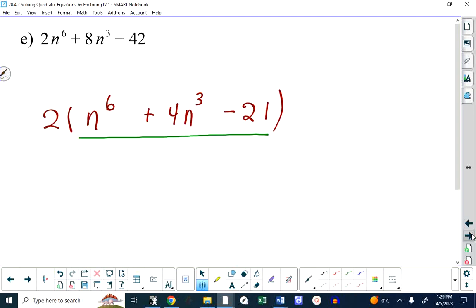How many of you understand that the reason this is going to work is because n cubed times n cubed will give us n to the 6. And then if we put numbers in the other places, you're going to get numbers times n cubed, which will fill up the middle part of our polynomial. So what two numbers multiply to give negative 21 and add to give 4? Plus 7, minus 3. And that's it.